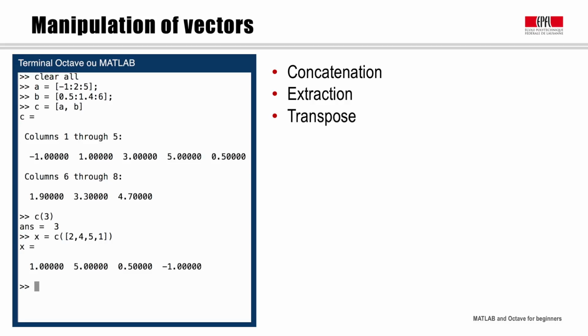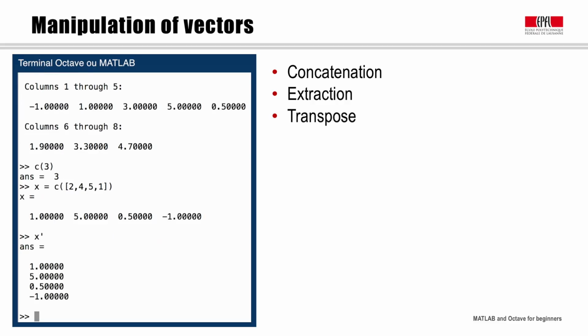I can also transpose a row vector and then obtain a column vector. Of course, if you transpose a column, then you get a row, and if you transpose a row, you get a column. So the symbol is this dash, so x dash. It gives me the transpose of x, which is a column vector. It's exactly the same entries as before. So this symbol is not the derivative symbol, it's the transpose symbol in Octave.